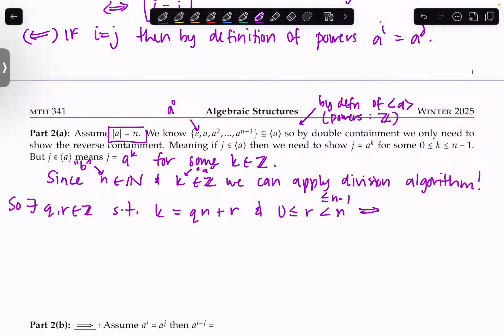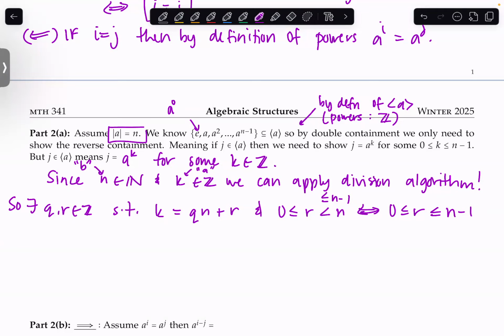Right, so I'll even write it that way too. This is the same as saying it's less than or equal to n minus 1 here, which is really what we want. What we want to be able to show is I can rewrite a to the k as a to the r, because then my power is showing up in the correct place. It really is between 0 and n minus 1 is what I'm trying to show here.